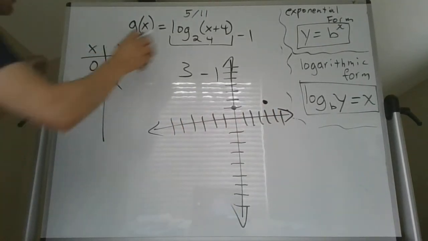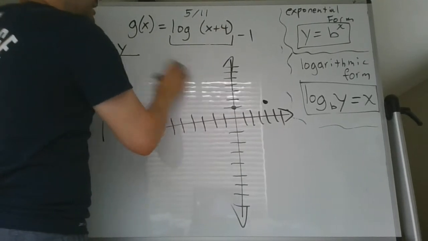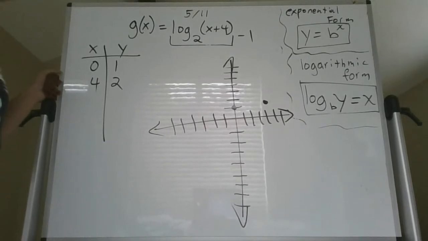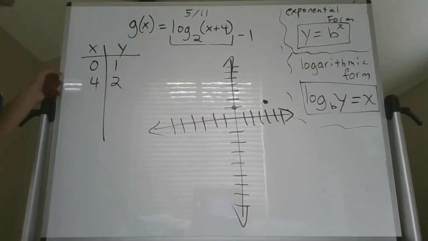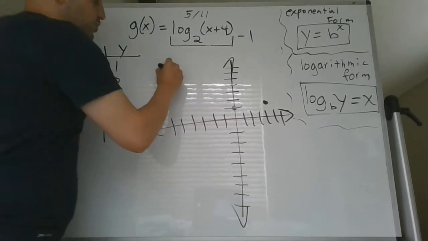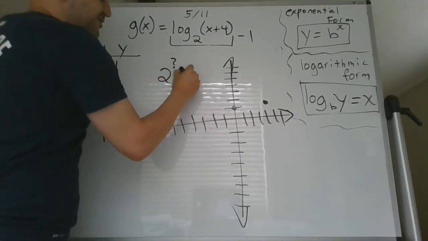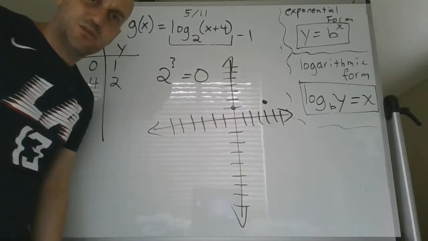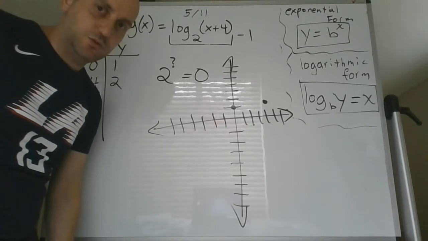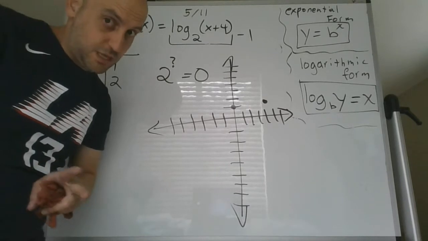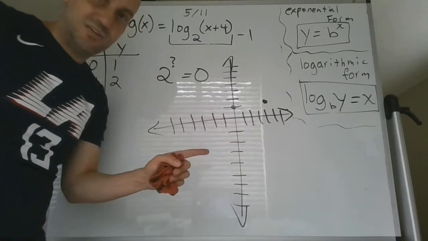Okay, I do want to save you a little bit of time right now. Keep in mind, if I asked you, 2 to the power of what is equal to 0? Think about this for a second. Nothing. Absolutely nothing. 2 to the power of 1 is 2. 2 to the power of 0 is 1. 2 to the power of nothing is 0.